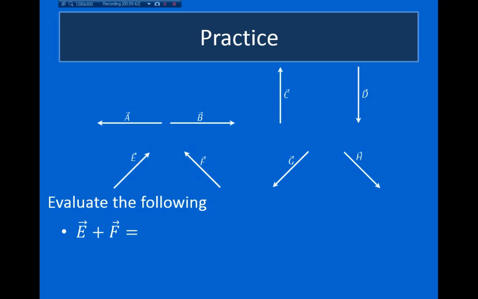So E plus F, that's going to be, here's E. F looks like this. So E plus F, I didn't draw that very well, that would point up. So we can see that that's vector C. Next one is F plus G. Maybe I'll just use this. So this is our F here. G points down and to the left. So we can see now that the sum of these two vectors points to the left. So that's vector A.